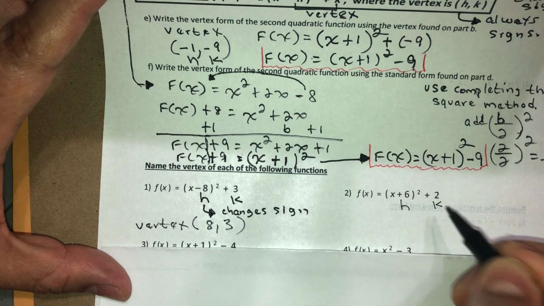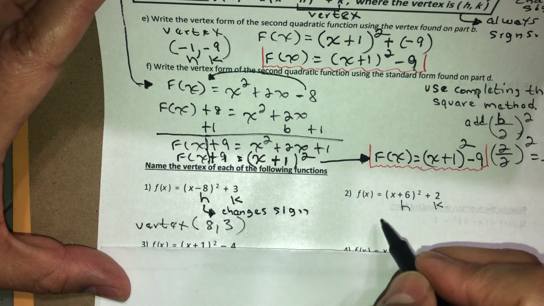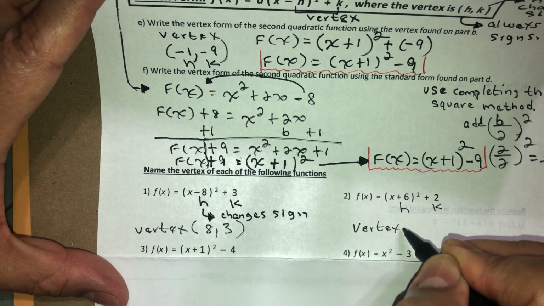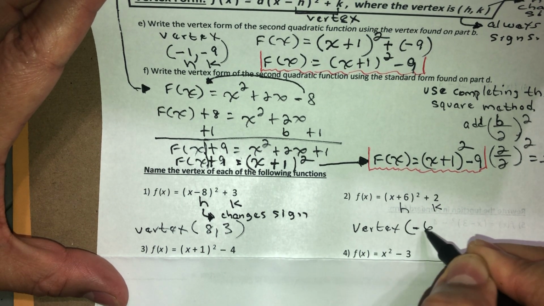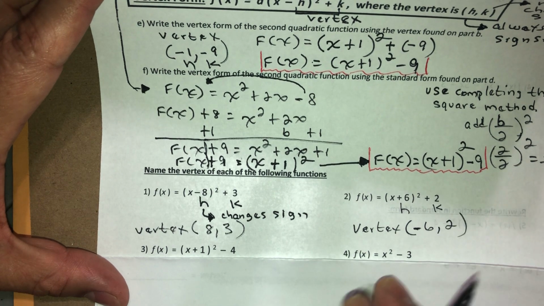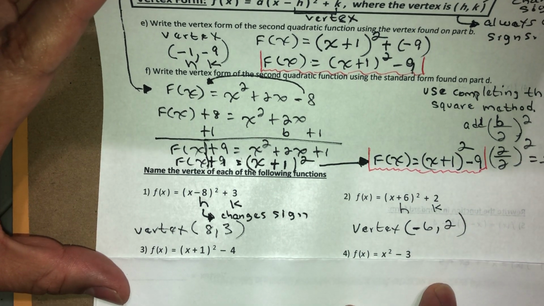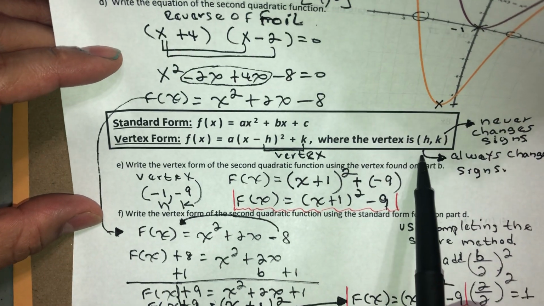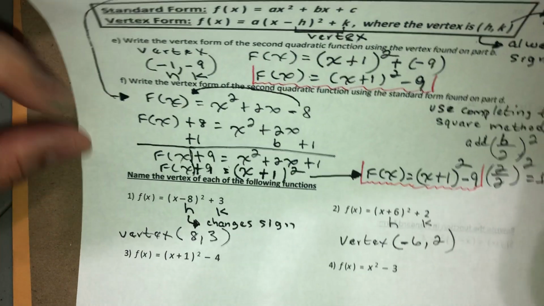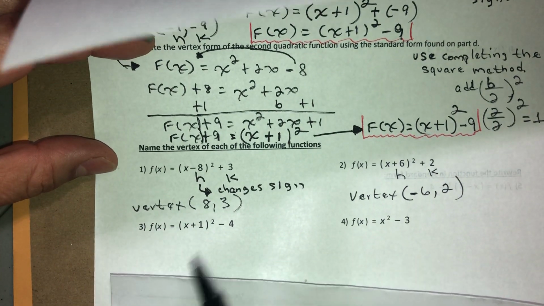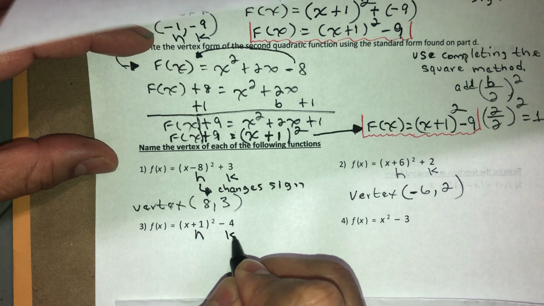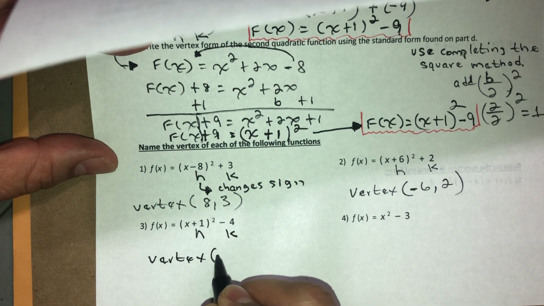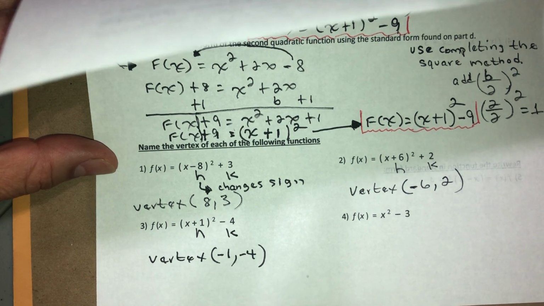Here, h, k. Remember, h always changes. So the vertex is negative 6, comma 2. Remember, k never changes. I put the notes over here, remember before, okay? k never changes, x changes. So let's continue with the next two. Here, h, k. So the vertex is going to be negative 1, comma, negative 4.